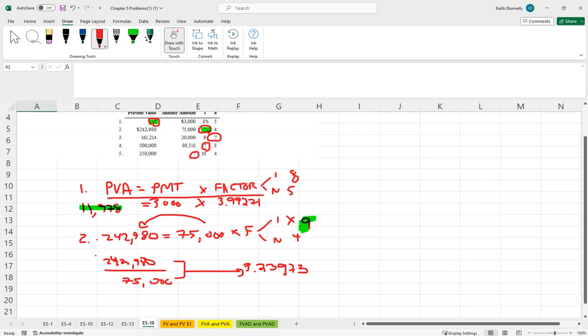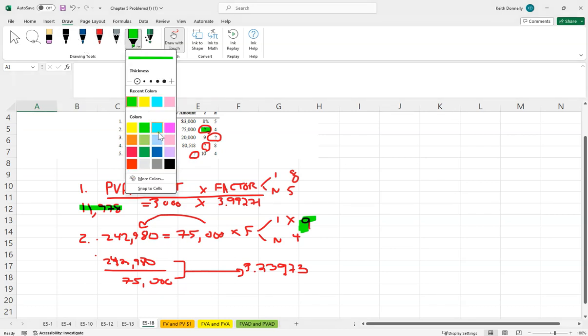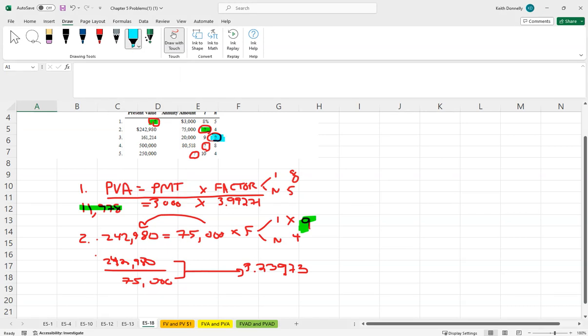Let's look at 3. What happens if they hide the ball over here? So I'll draw 3 over here. So we got 161,214. Do that same thing, move it over. How we did there, we'll do it here, divide it by 20,000. That's going to give us, in this case, a factor of 8.0607.